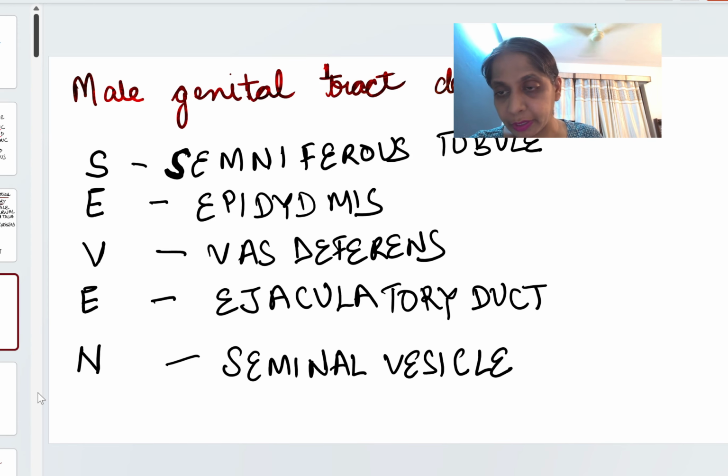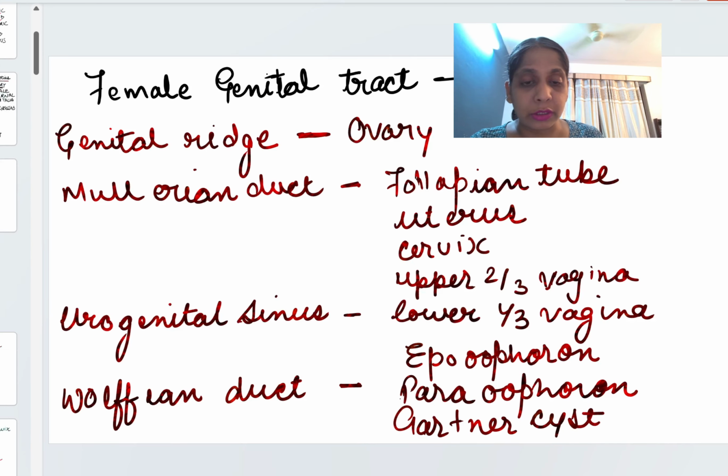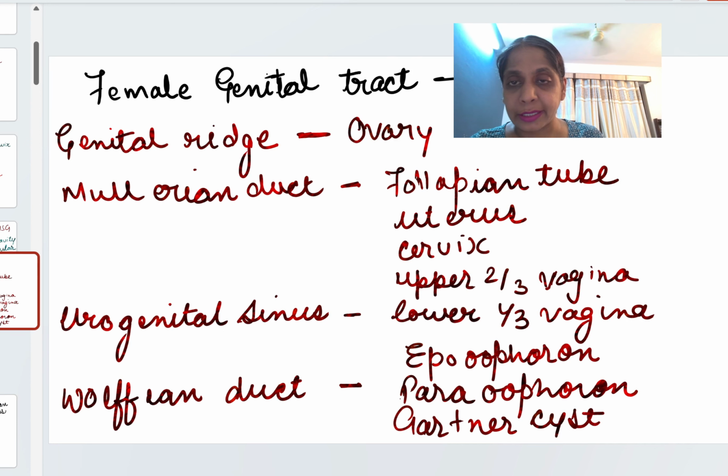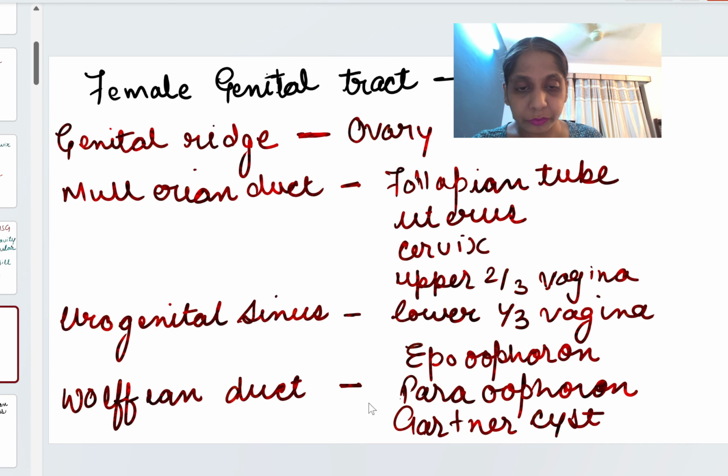Now let us see what all structures the female genital tract is forming. As you have seen, the genital ridge has formed the ovary. The Mullerian duct forms the fallopian tube, uterus, cervix, and upper two-third vagina. Up till the upper two-third vagina, the Mullerian duct is forming the whole structures. The urogenital sinus forms the lower one-third vagina.